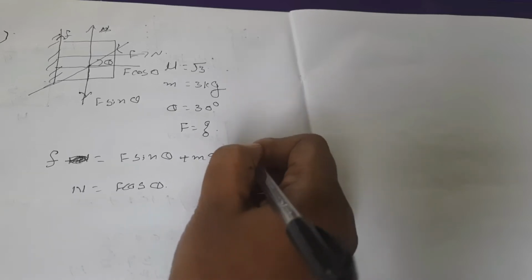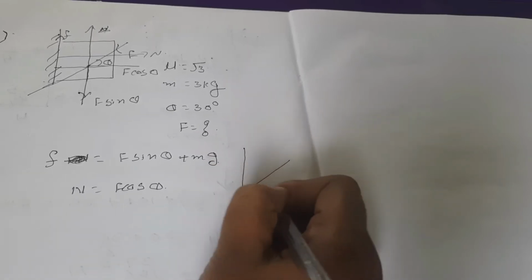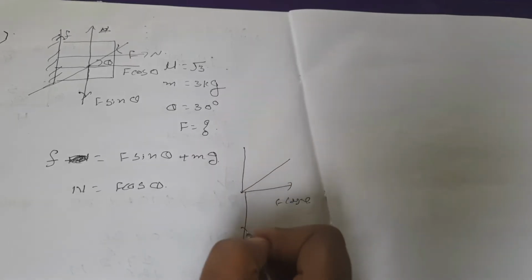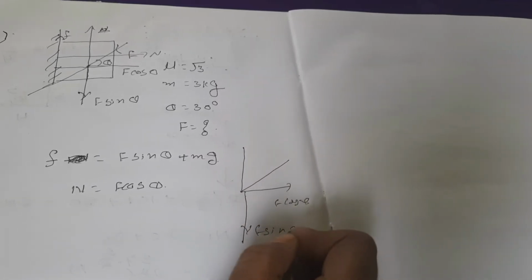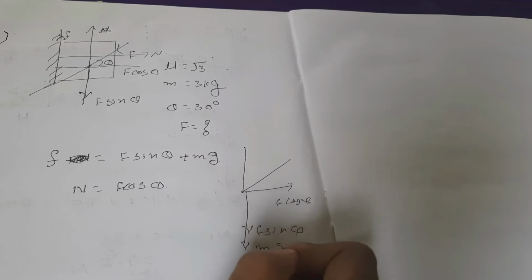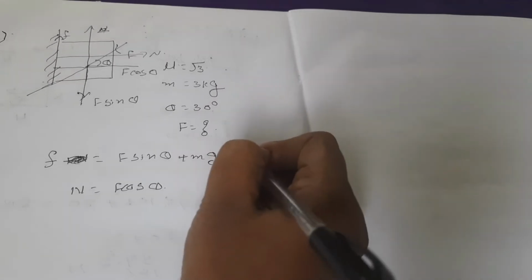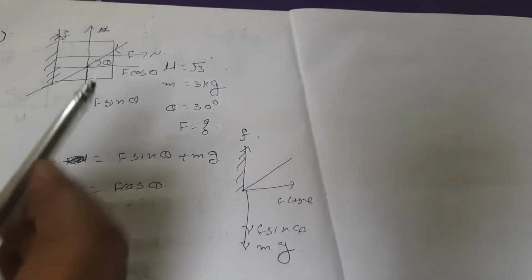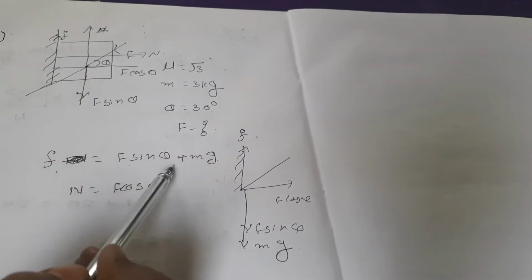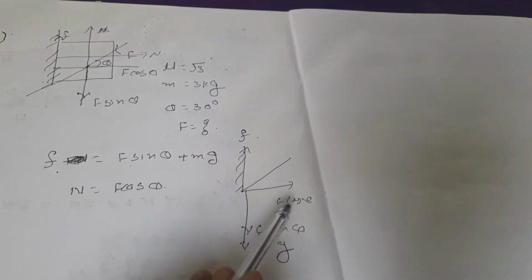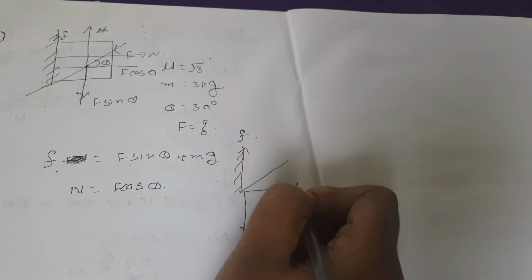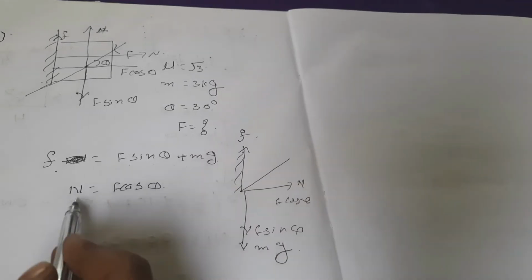This is resolved into two components of force. One is F cos theta. Downward is F sin theta. Weight is also acting downwards. But friction is acting here, since these are contacting surfaces. That's why we write friction equals F sin theta plus mg. But the normal reaction is normal to the surface. This is F cos theta, and the normal reaction is also like this. So clearly N equals F cos theta.